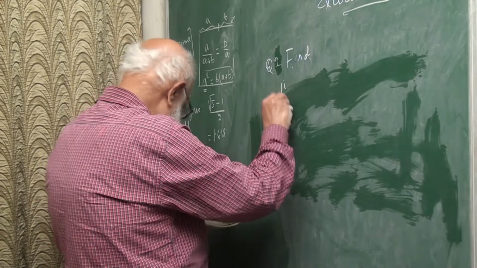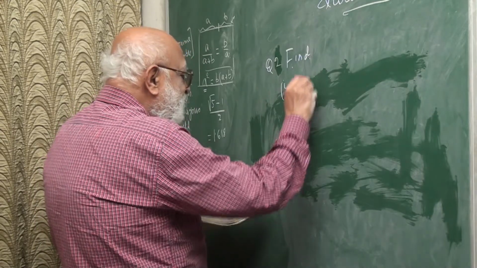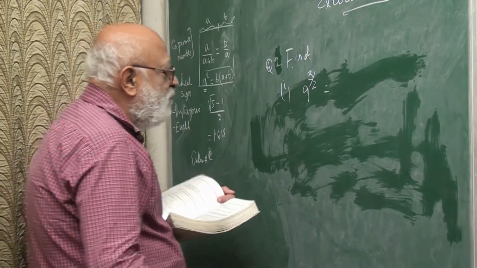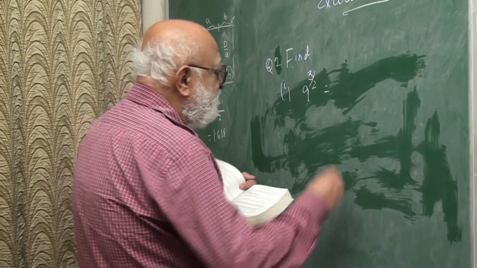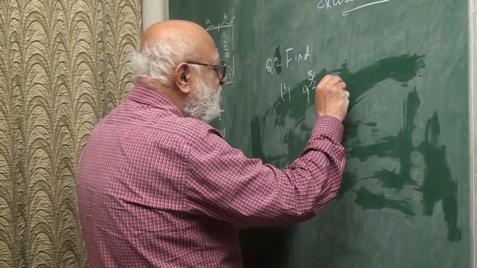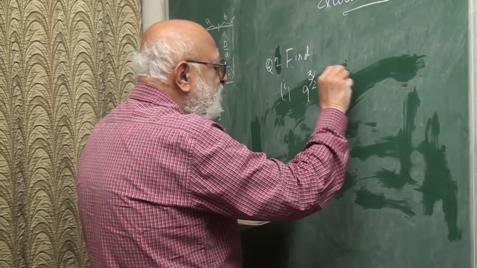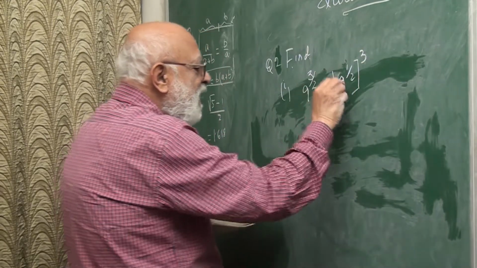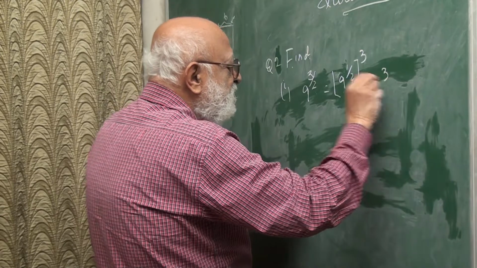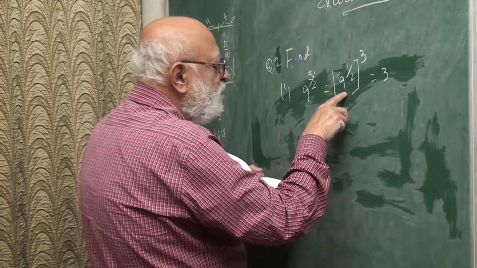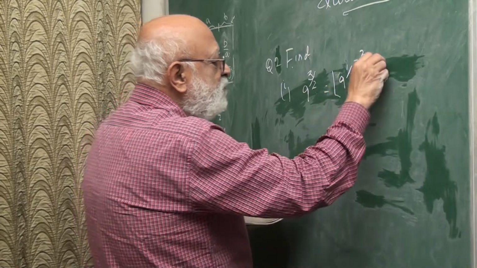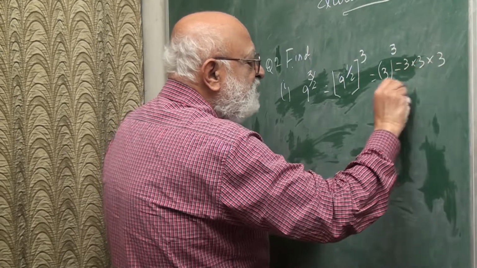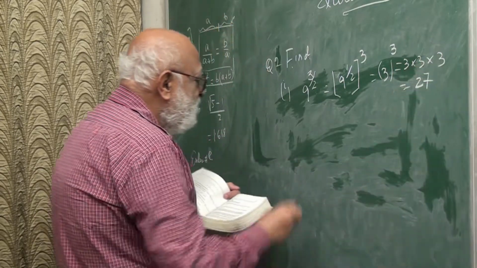Number 1 is 9 to the power 3 by 2. Okay, now how do I do it? As I said, I can do it 2 ways. First of all, I think it is easy to do this. So 9, I will do it to the power half first, and then I will cube it. 9 to the power half is 3, since 3 into 3 is 9, so this is the square root. So 3 to the power 3, that is equal to 3 into 3 into 3, that would be equal to 27. Done?